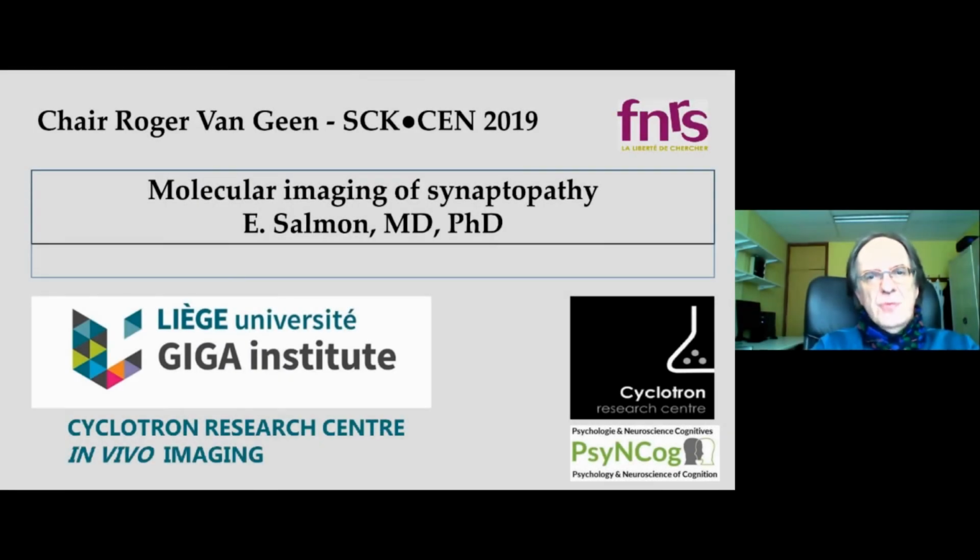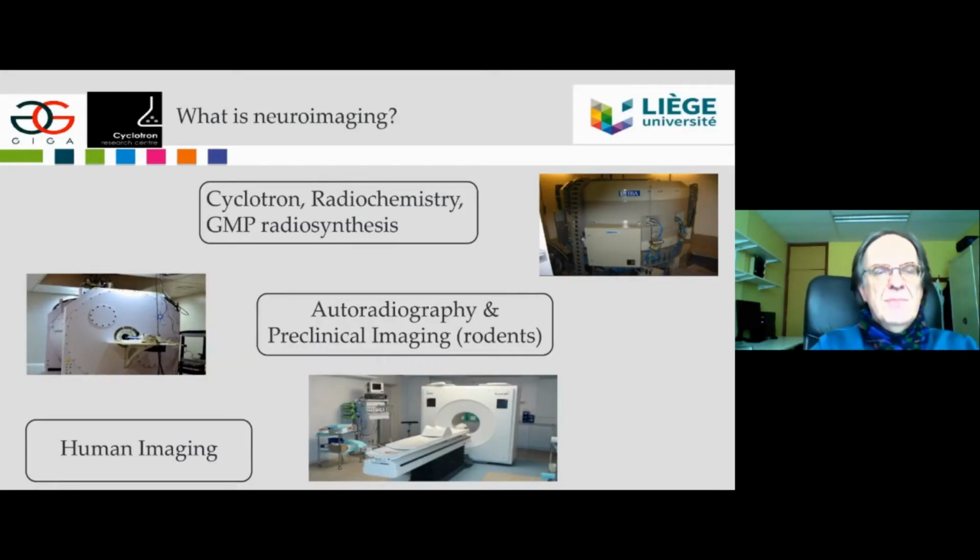This lecture is a little bit different from the others because it will follow the pathway from the discovery of a radio tracer to using it in our research. The idea is now really to go from the radiochemistry to the proof of concept in preclinical imaging, and then using human imaging for the kind of research we would like to perform.